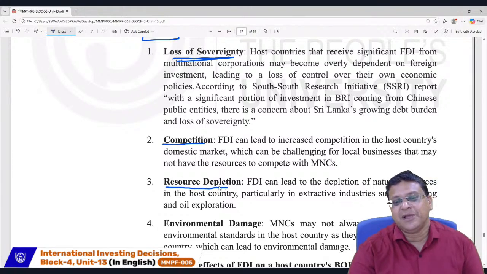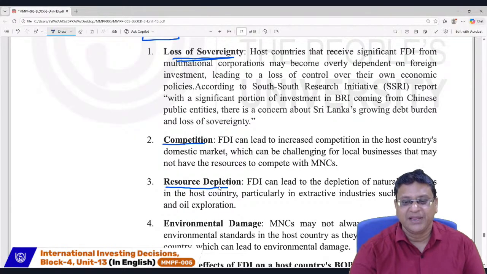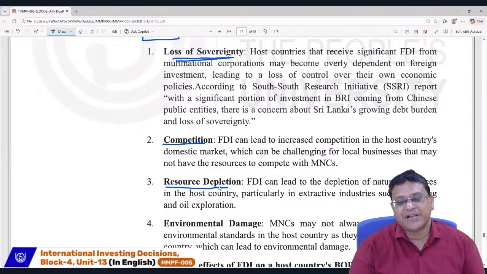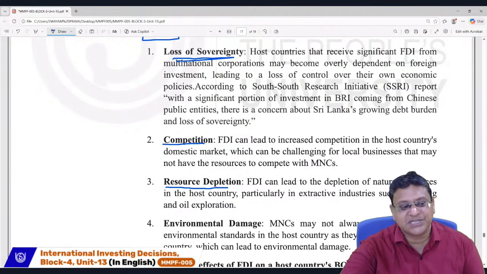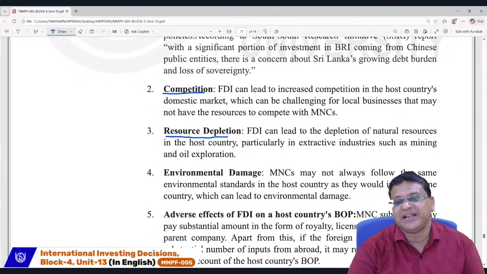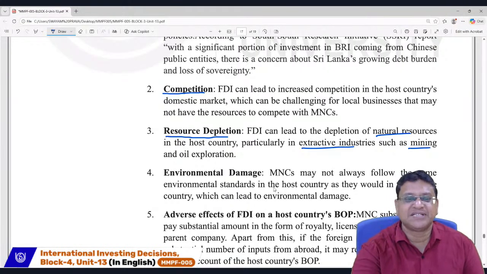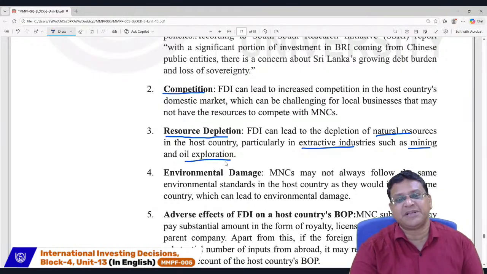Next, resource depletion. Due to FDI, the MNC will come into your country. They are material seekers, raw material seeker MNCs. They will use the natural resources of the host country indefinitely. They will extract as much as possible, like mining based MNCs and oil exploration based MNCs. Their main motive is to explore and deplete the resources of the host country.